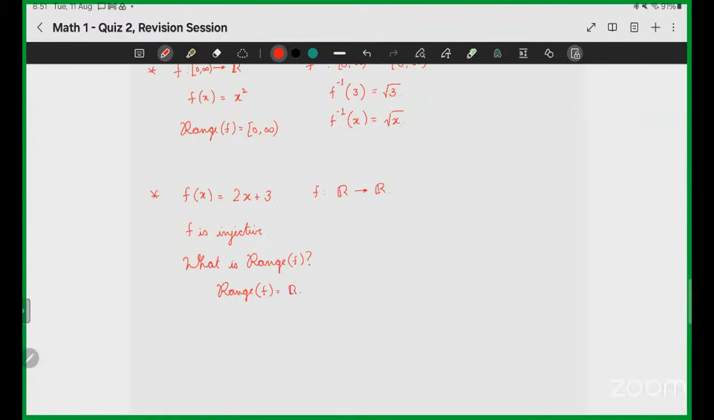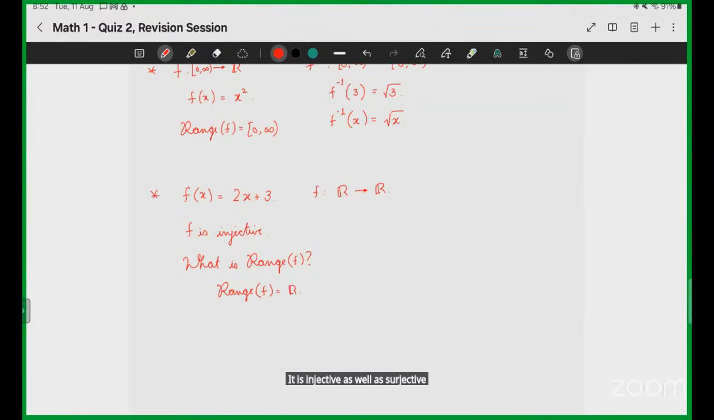If this is not clear, you just look at any real number r and look at x equal to (r minus 3) by 2. So (r minus 3) by 2 will be mapped under this function to r. This happens for every real number. So every real number has a pre-image, and a unique one. So this is actually what you call a bijection. It is injective as well as surjective.